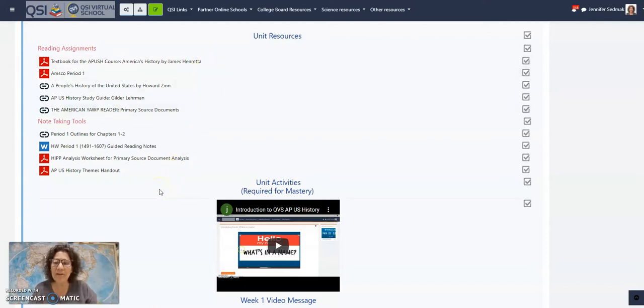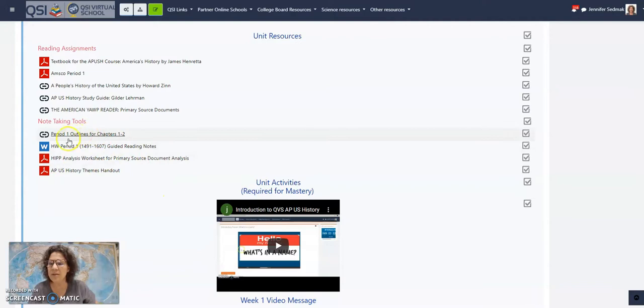You can take Cornell notes. I can give you other note-taking templates if you like. I have an SQ3R method. If you want to use the general outline method, then that is fine too. But your notes will be collected at the end of every unit, so you do have to have some type of notebook that you're keeping for APUS history.